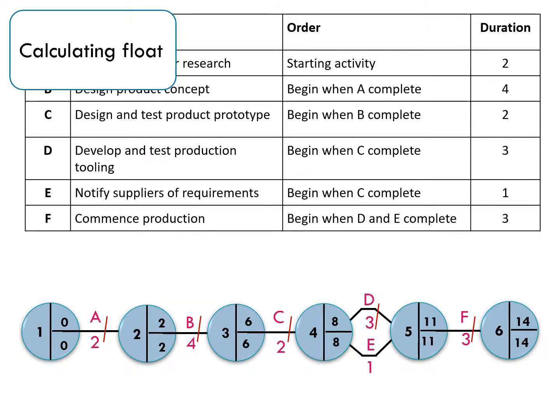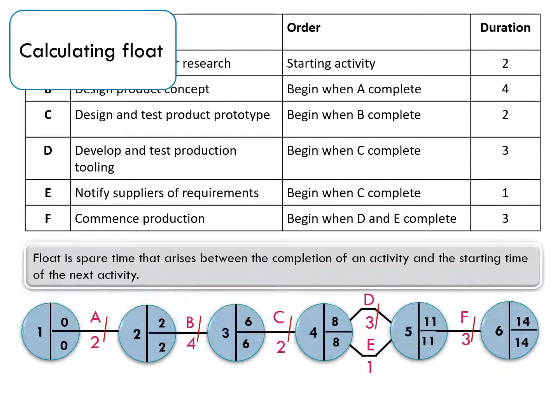So how do we calculate the float? Well, the float is the amount of spare time that arises between the completion of an activity and the starting of the next activity. So the only activity here that will have some float, that has some spare time, is activity E.